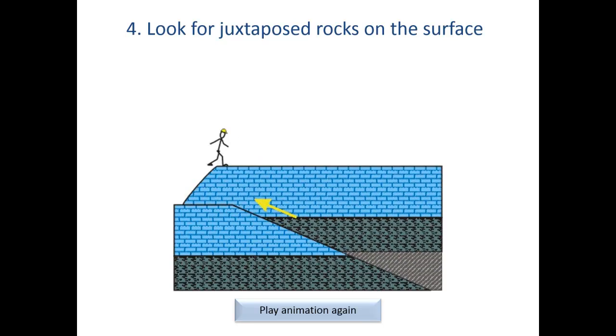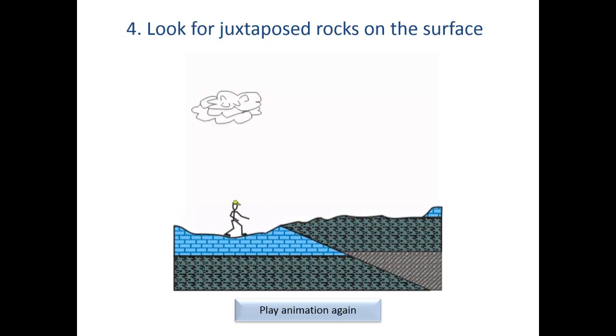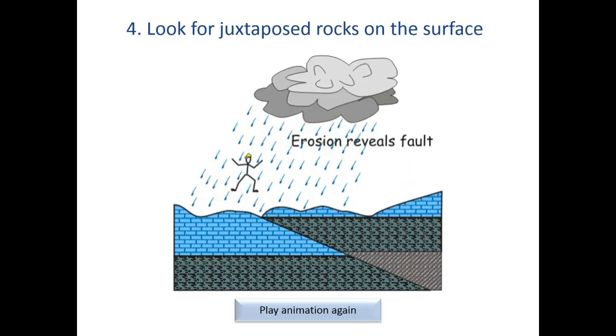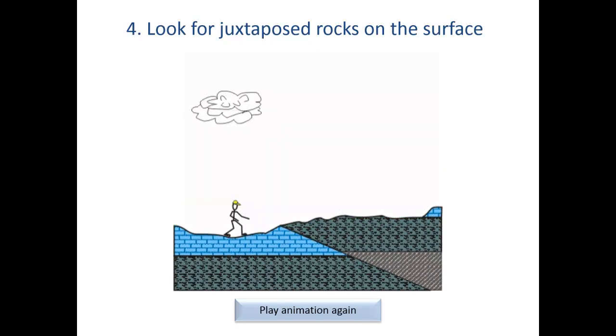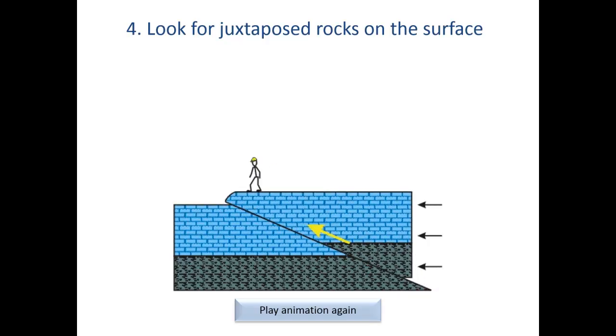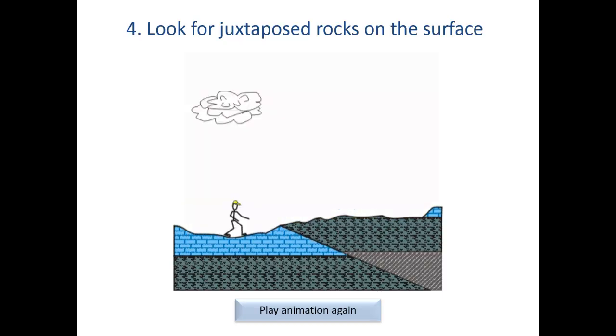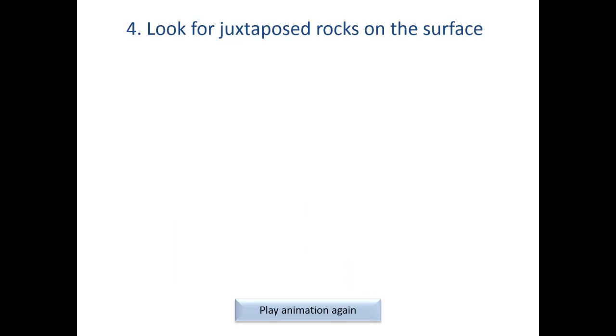Many times the surface expression of a fault, the scarp or offsets or truncations, are not visible because erosion has planed off and covered up the surface. This happens when there's not a lot of motion along a fault and the land erodes faster than it can be displaced. In this case, sometimes the only way to recognize a fault is to note the odd juxtaposition of rocks next to each other on the surface.